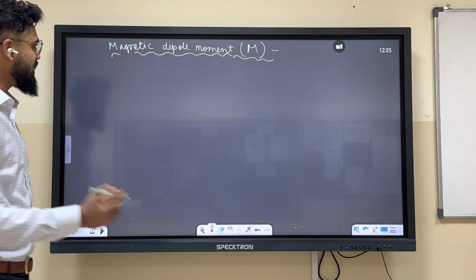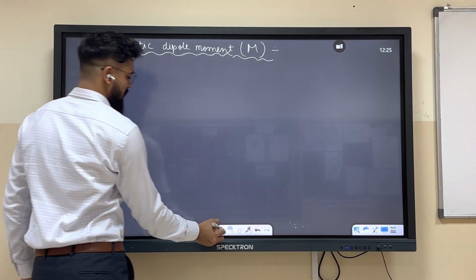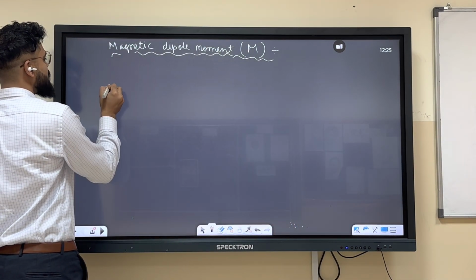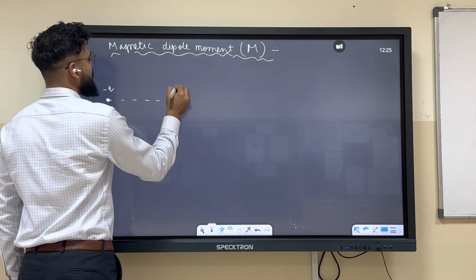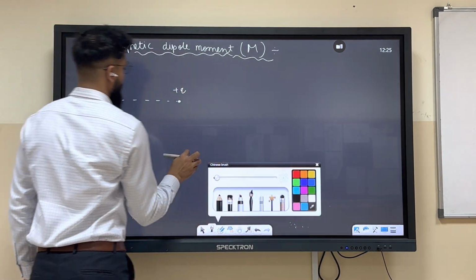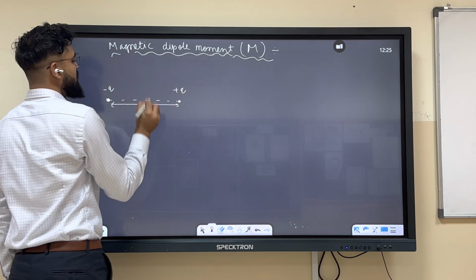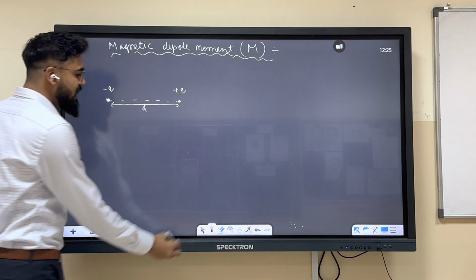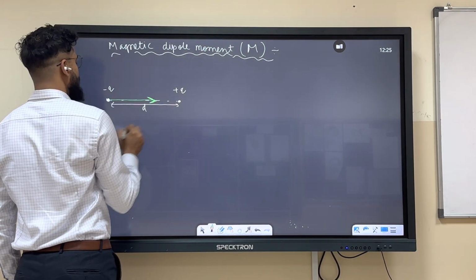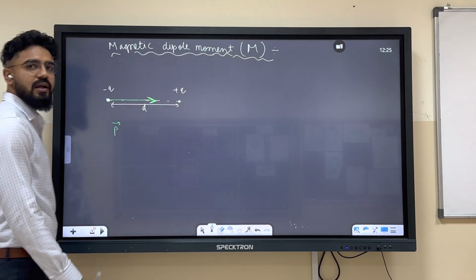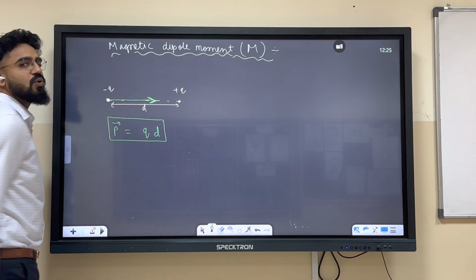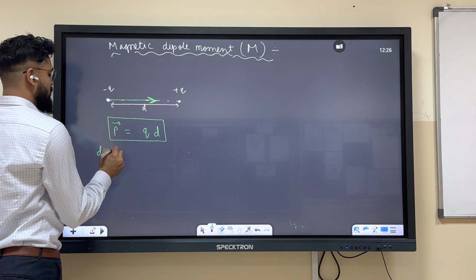What was an electric dipole? Can we recall that? You have a negative charge and a positive charge q, placed at a distance d from each other. This is known as an electric dipole. The direction was from negative to positive. We denote it by capital P, which was q into d. That was your dipole moment.